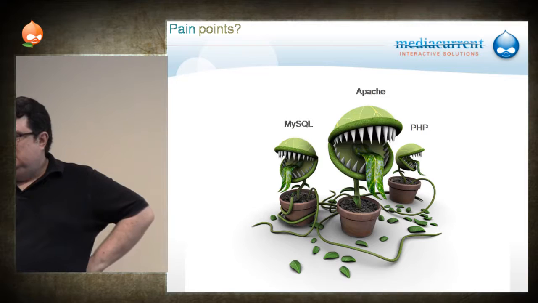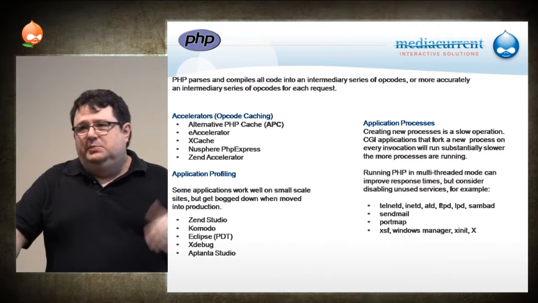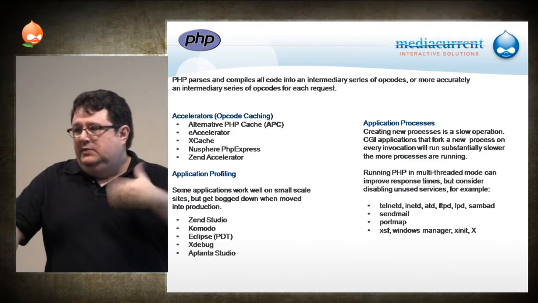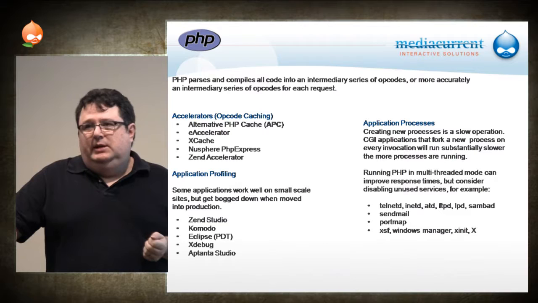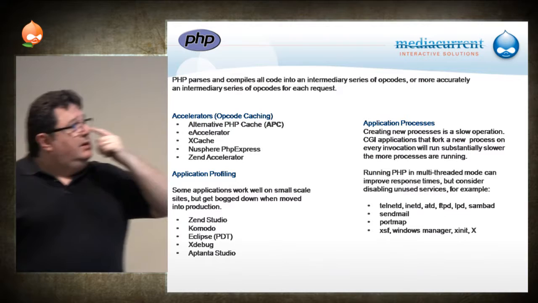The way PHP works is it runs through and actually creates a series of intermediary opcodes. So for anything that you do in PHP, even though it's an interpreted language, it creates these opcodes. So they can be cached, and you can do that using what's called an opcode cache, funnily enough. There are a couple available. The one that's very common is APC.